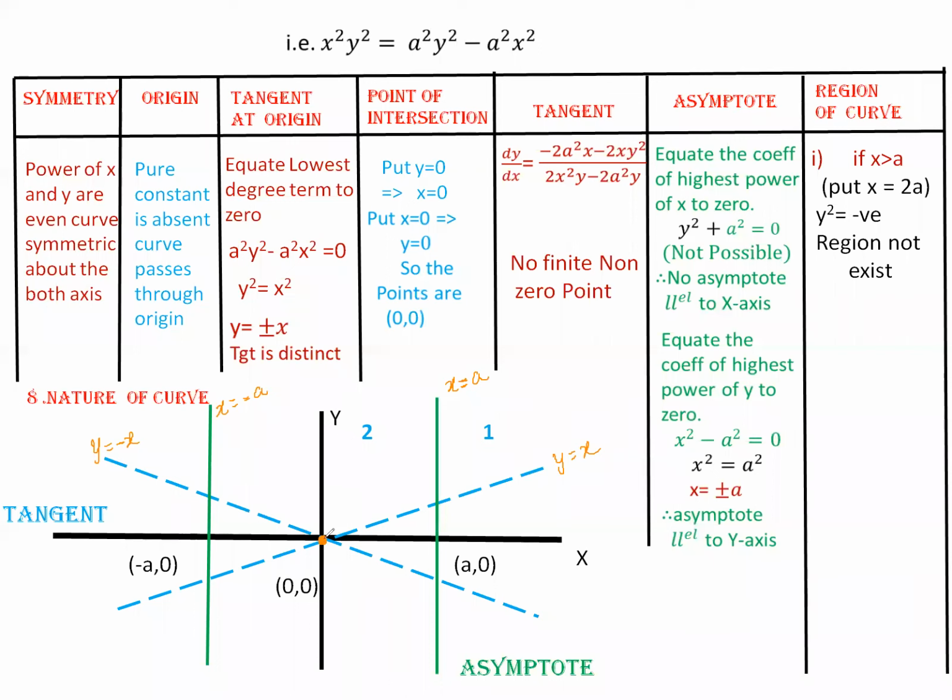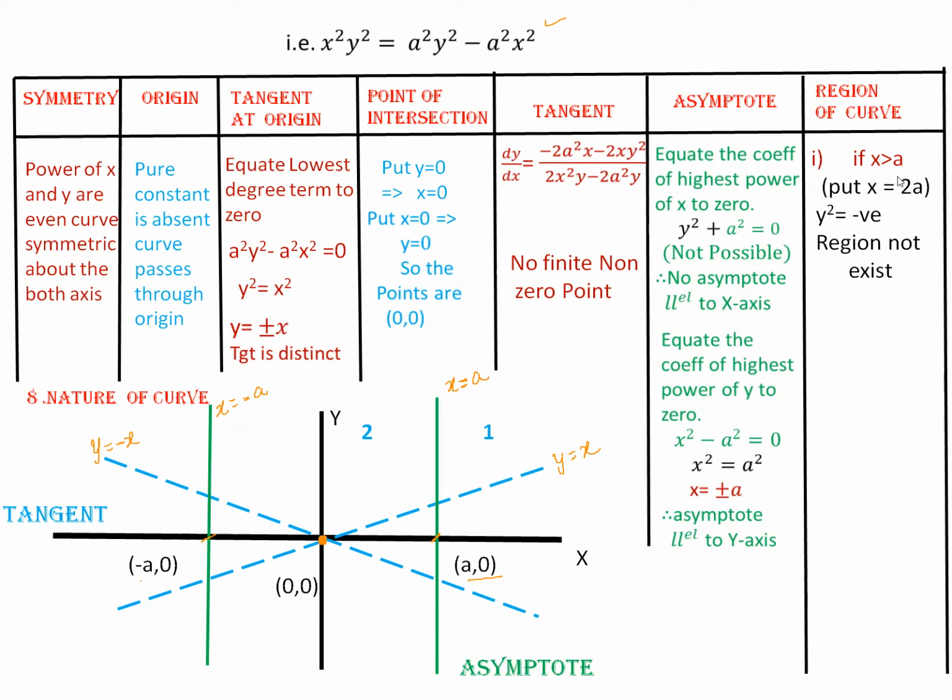Now, points of intersection: we don't have any point of intersection from this equation, but on the x-axis we are plotting the points minus a, 0 as well as a, 0. Now find out the region of the curve where we have to trace it. Consider 0 0, a 0 and minus a 0, these three points. Why are we taking a 0 and minus a 0? Because these asymptotes are parallel to the y-axis.